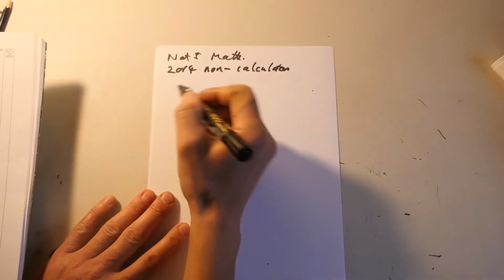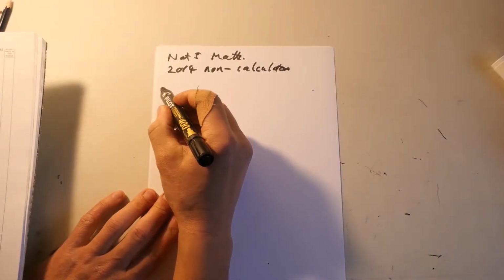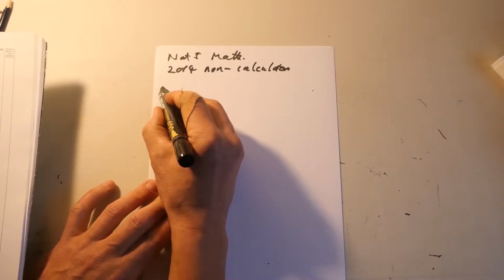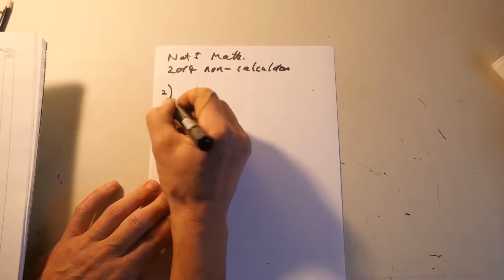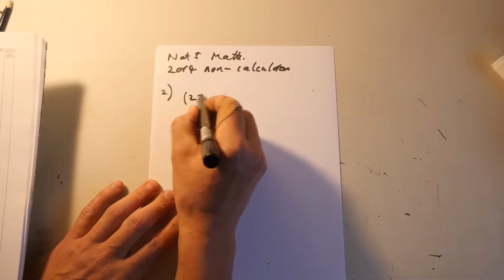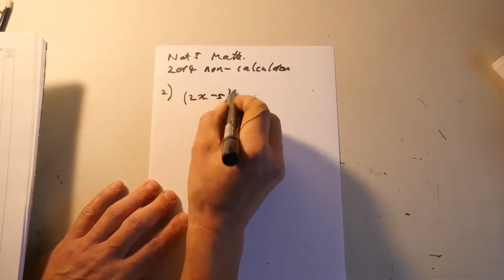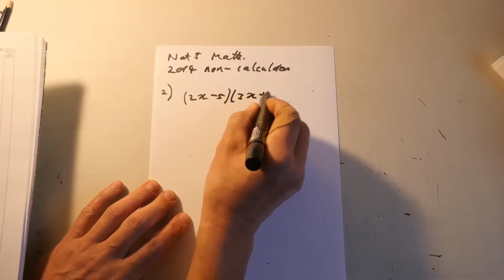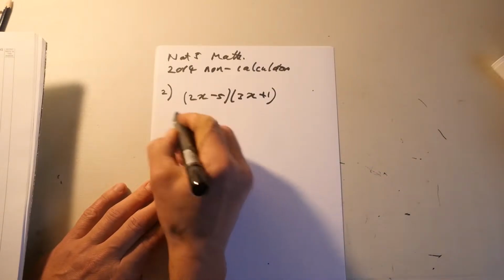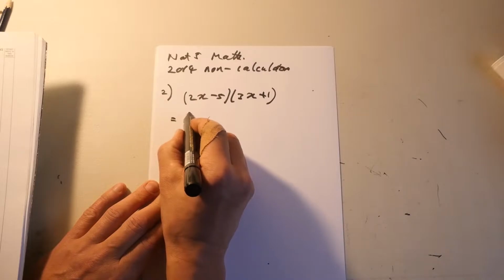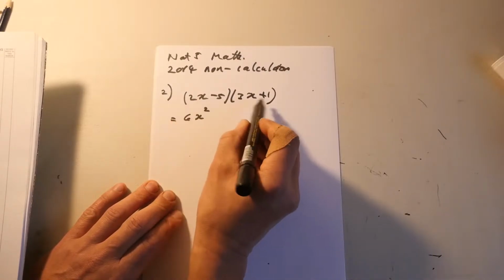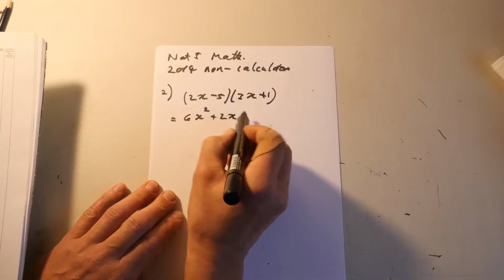Okay, I'm going to cover some work we've done so far for Nat 5 maths. So, multiplying brackets, question 2, 2014: 2x minus 5 times 3x plus 1. Okay, so that's 2x times 3x, which is 6x squared. 2x times 1 is plus 2x.